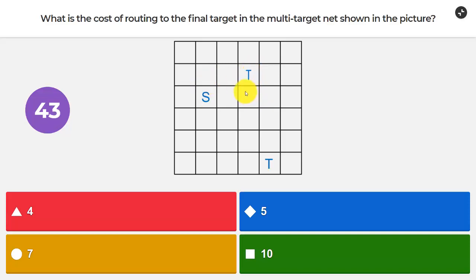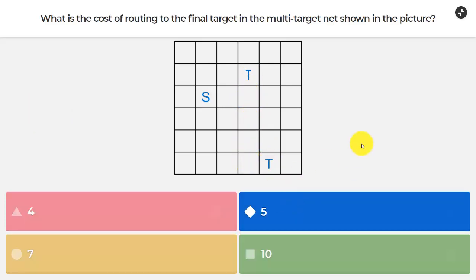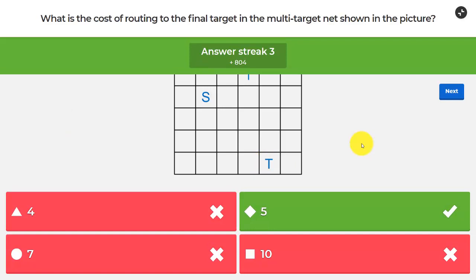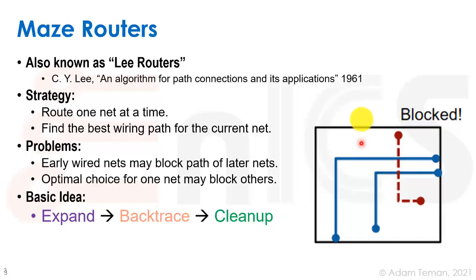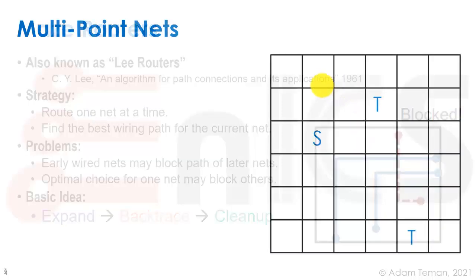Then say we start from the closest one over here, that would be 1, 2, 3, 4, 5. So I'm going to say 5. Okay, let's see that in action again as we saw in the lecture.